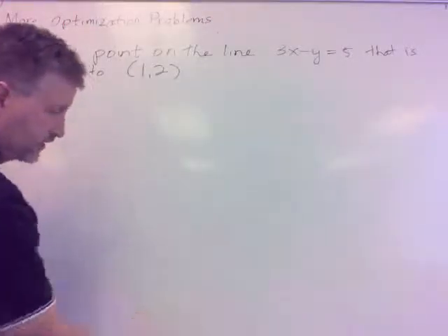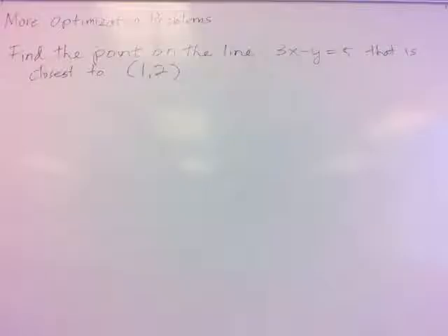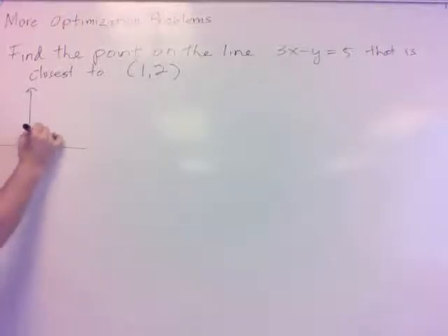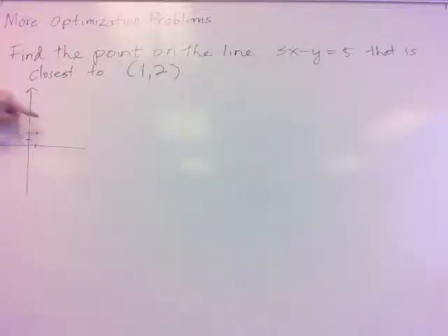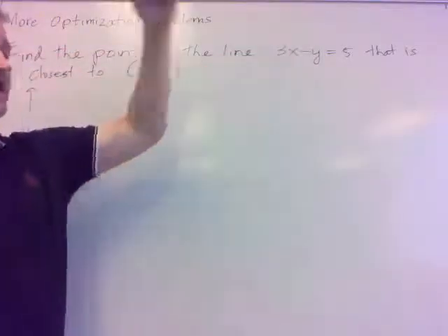The one thing we're looking at is closest, but it's very similar in that we do need to find a distance equation. Let's think about the graph here, and we can get an estimate of what it might look like, but we can definitely get it right on the dot. So there's my point (1, 2), and then 3x minus y equals 5.